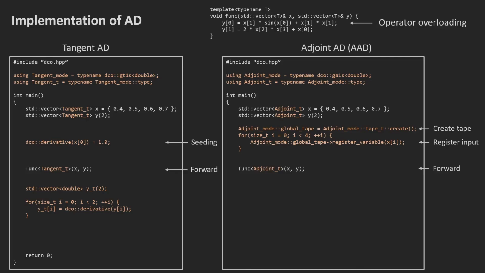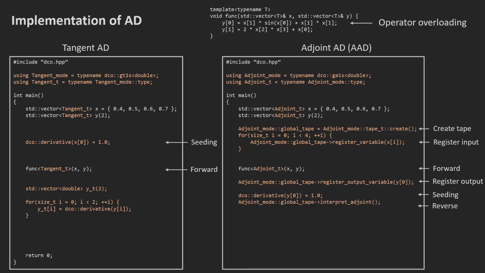Also recall that in the adjoint mode, the seeding is done on the output variables. So first we register the output, and then we assign the seeding value to be 1 for the variable of interest. Then we're ready for the reverse scan. Right after that, we get the derivatives of all the input variables. That wraps up the demonstration of the coding implementation of Autodiff.